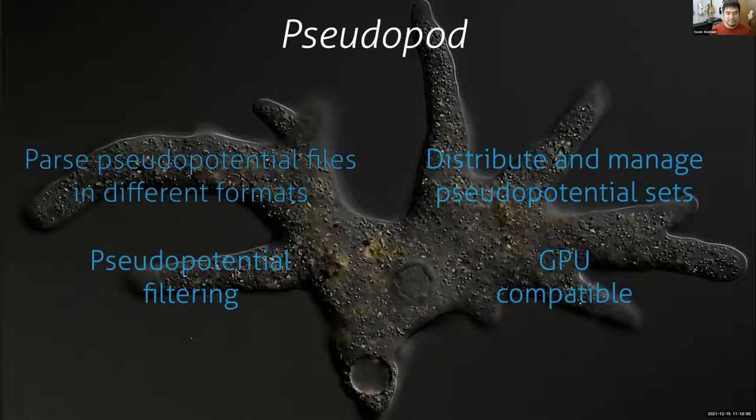You can also do pseudopotential filtering. It's a technique especially useful for real space codes where you remove high frequency Fourier components, something you cannot represent when you're working on a grid, for example. And this is something that Pseudopod can do for you, so you don't need to worry about this. You just specify the maximum G or maximum spacing you want, and Pseudopod will do the filtering for you. And it's also GPU compatible, in the sense that these calculations are not very expensive, so you don't need to do that on the GPU. But you can pass your own containers that are on the GPU, and Pseudopod will give you data that is already on the GPU, so you can call the functions that give you the values from the GPU.